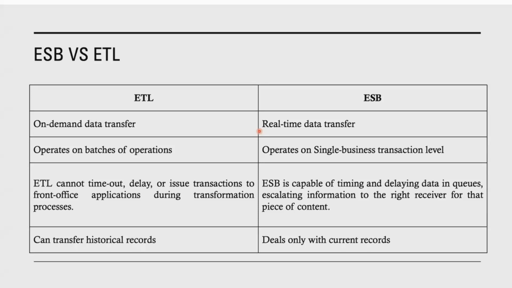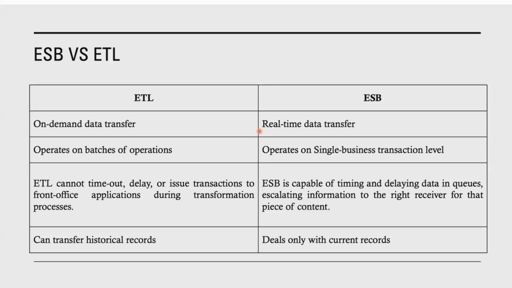ETL has some limitations: it cannot time out, delay, or issue transactions to front office applications during transformation of processes and data. ESB is capable of timing and delaying the data in queues, escalating information to the right receiver for the piece of content. In ESB, we can schedule a particular flow or API to run only at a particular duration or at a particular time and date. This can be done using ESB.